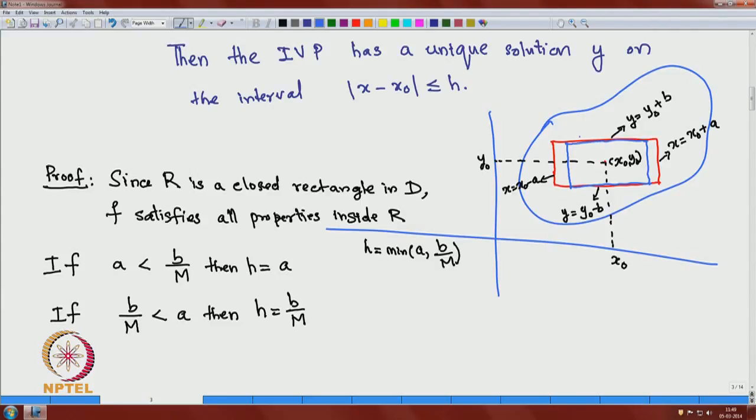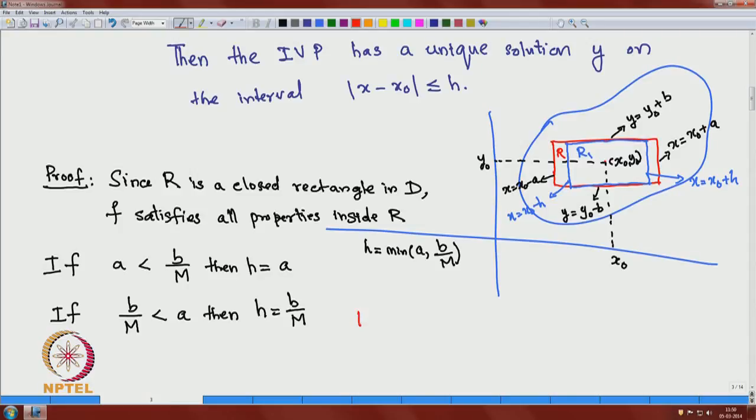So this line is x is equal to x0 minus h. So this line is x is equal to x0 plus h. So we have two rectangles. One, you call it R1, and the first rectangle is R.